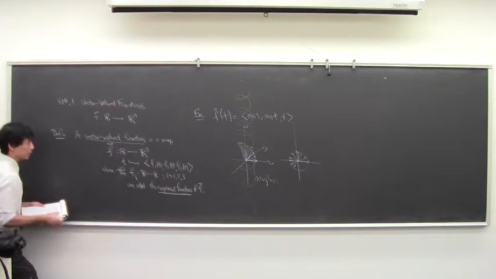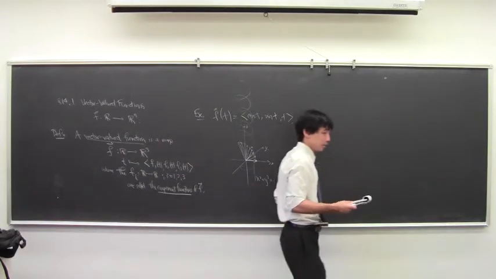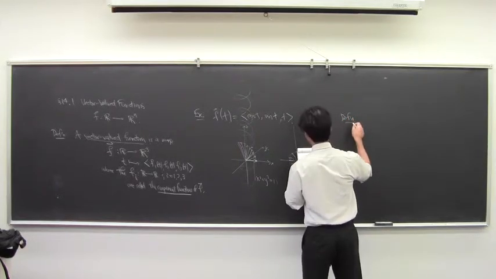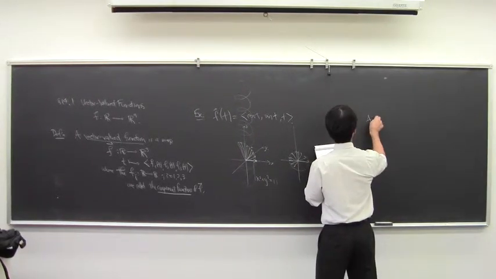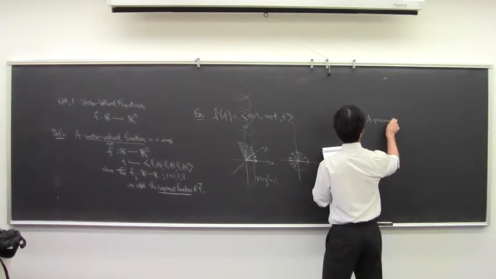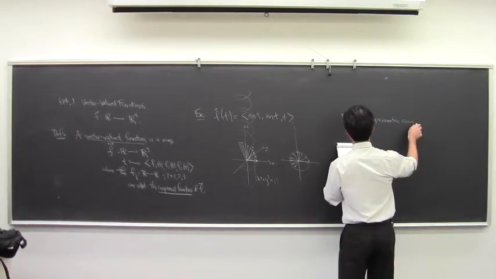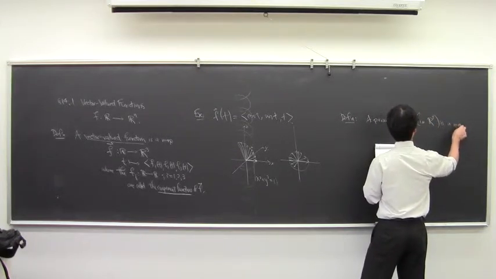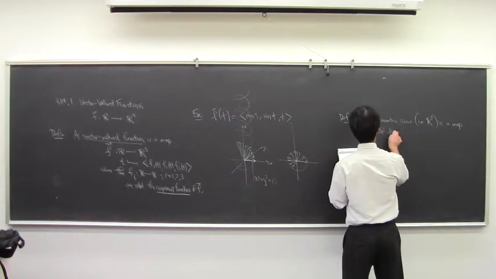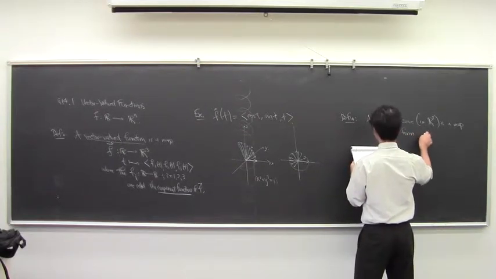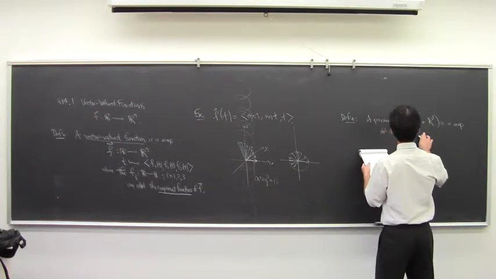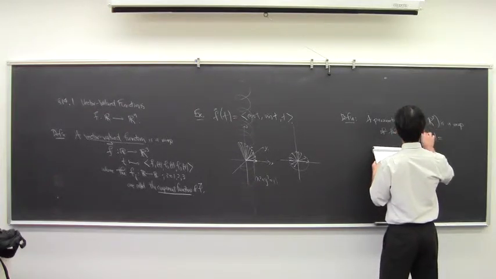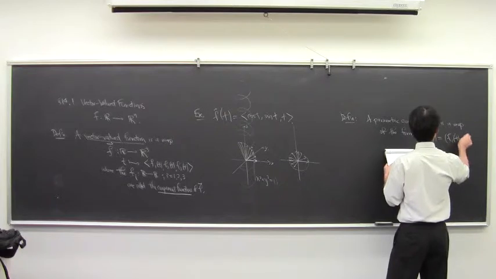You also have this other term, parametric curve, which is almost exactly the same thing. So a parametric curve in R3 is a map of the form f(t) is (f1(t), f2(t), f3(t)).